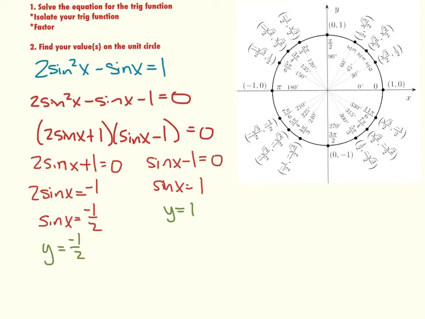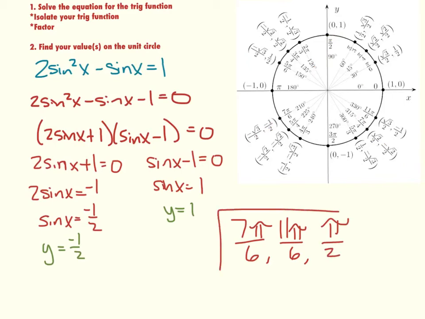So for y equal to negative 1/2, I have here at 11 pi over 6 and here at 7 pi over 6. 7 pi over 6, 11 pi over 6. And now for whenever y equals 1, that only occurs one time, okay, at pi over 2. So this problem had 3 solutions.